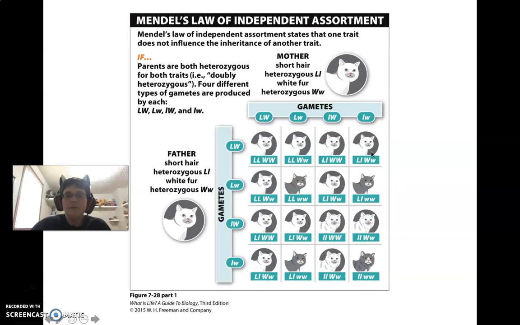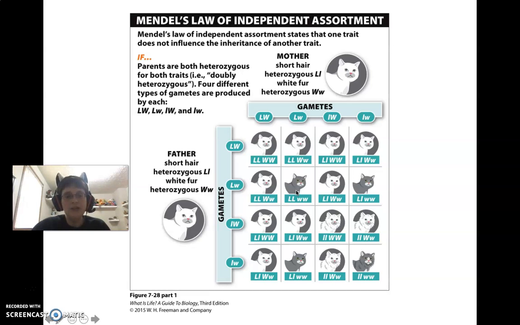If you notice, you get lots of cats that look like the parents. You see all of these cats that look like the parents? So short hair, white fur. But you also get short hair, gray fur, and you get some long hair, white fur, and one long hair, gray fur. So this is what we're talking about with the law of independent assortment. That means that one trait doesn't influence the other, meaning that short hair and white fur aren't tied together, because we don't get all of the offspring as short hair, white fur.